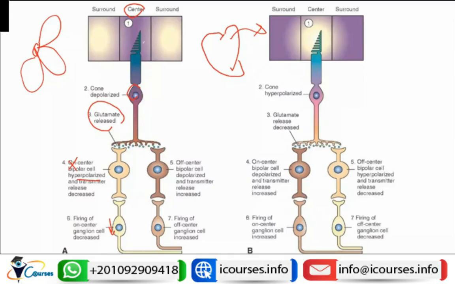And if this cone is connected to an off-center bipolar cell, this will cause depolarization of the center of this inhibitory bipolar, causing stimulation of the inhibition. This will lead to augmentation of inhibition of the ganglion cells, leading again to stoppage of impulse passing through the ganglion cells. So there will be no action potential at the level of ganglion cells.